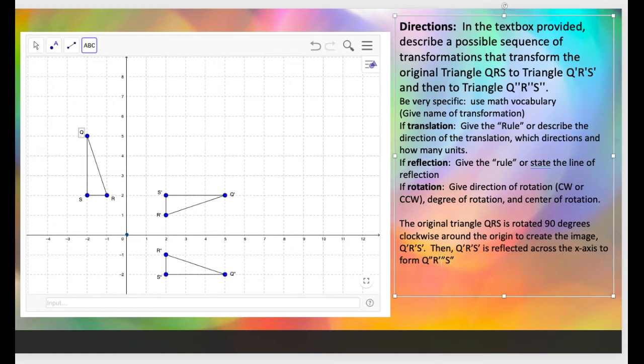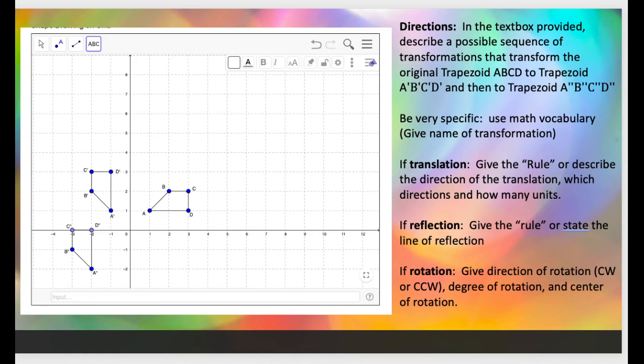So I was very specific when describing both of my transformations. The first one was a rotation. I gave the degrees of the rotation, the direction, and the fact that it rotated around the origin. And then in the second transformation, I named it as a reflection and also included the line of reflection, which in this case was the x-axis. So that is all you need to do for this assignment.